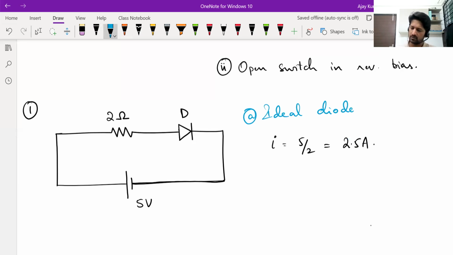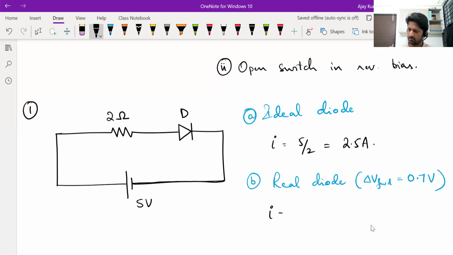Okay. Suppose it was a real diode. In case of a real diode, they will mention in the question how much voltage exists even under forward bias. So suppose it's a real diode, silicon based, where forward bias potential difference is 0.7 volts. Derive the current. Solve this, both of you.